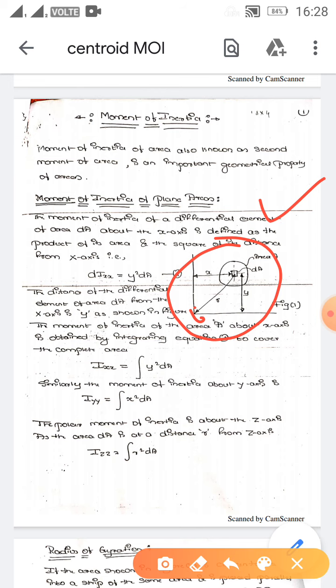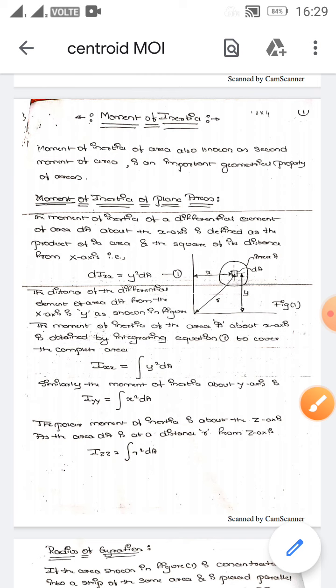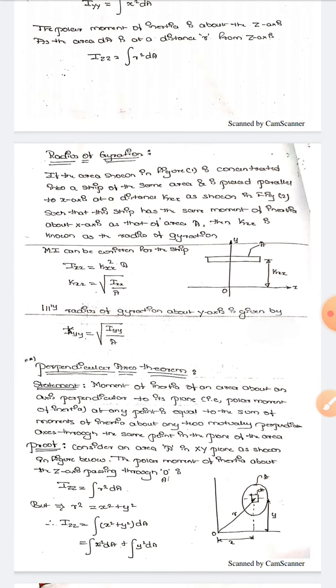With respect to the z axis, the distance which is given over here is r. In the same line, if we want to calculate the moment of inertia along the polar coordinates, that is the polar moment of inertia about the zz axis, it is nothing but the distance r into the area dA into again distance, so r square dA, and the integration will give us the moment of inertia. Now we have understood that moment of inertia is nothing but area into distance square.